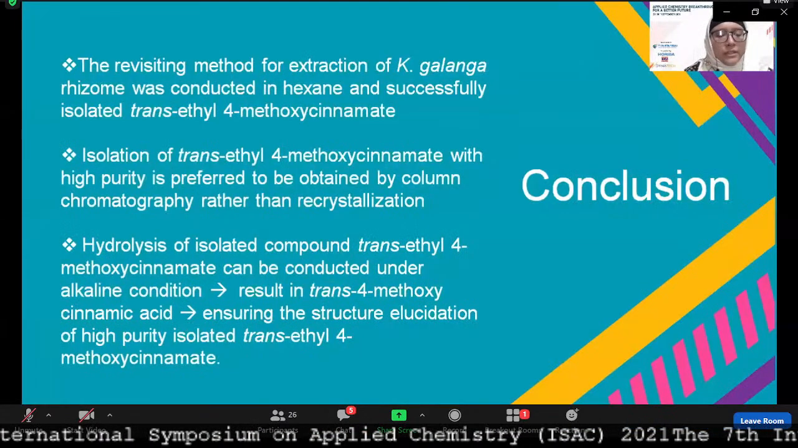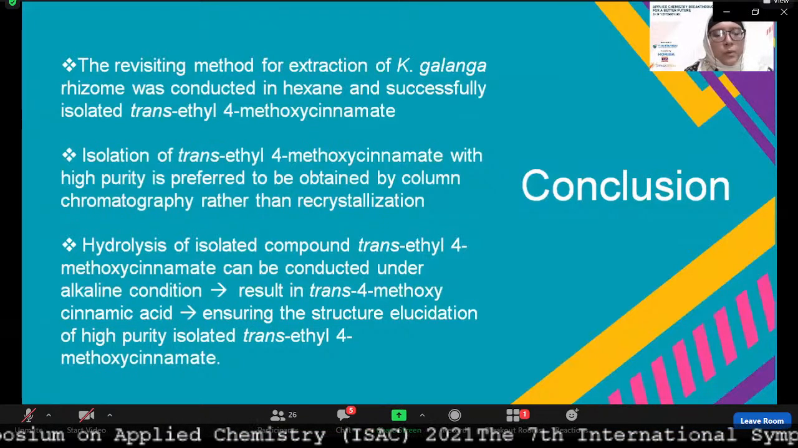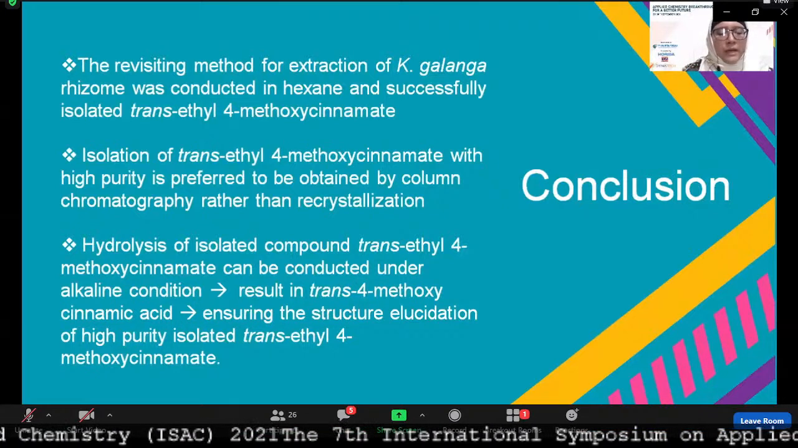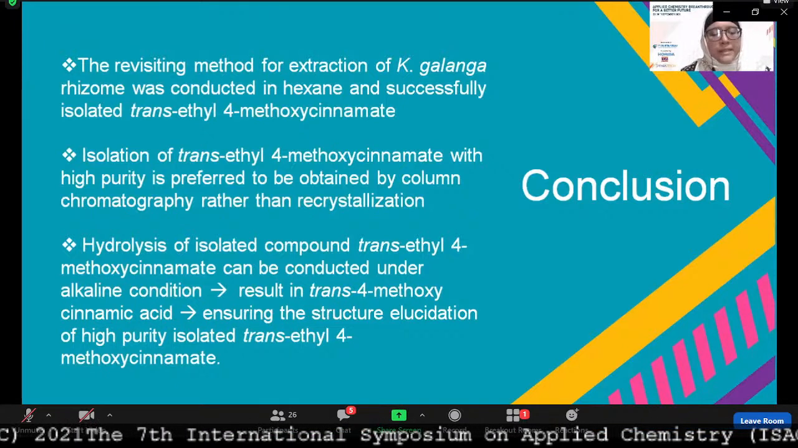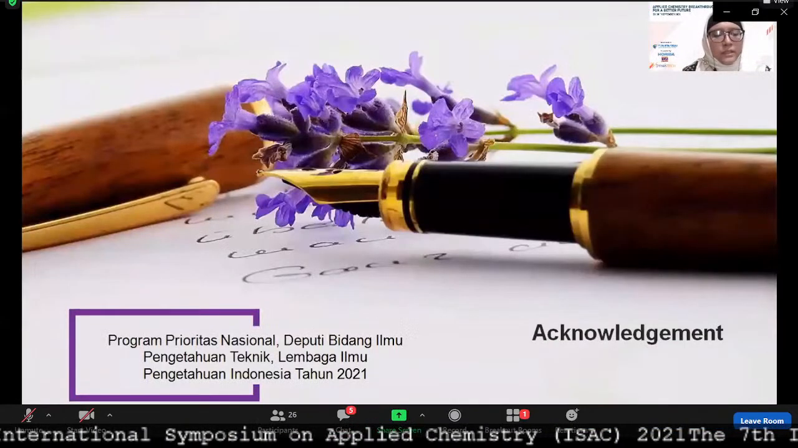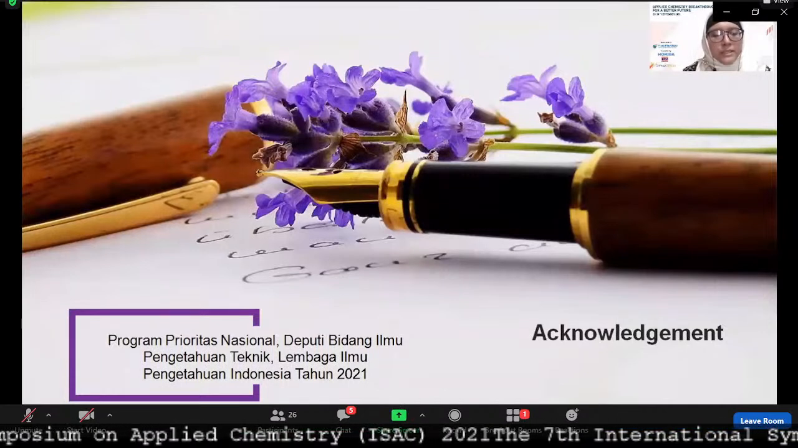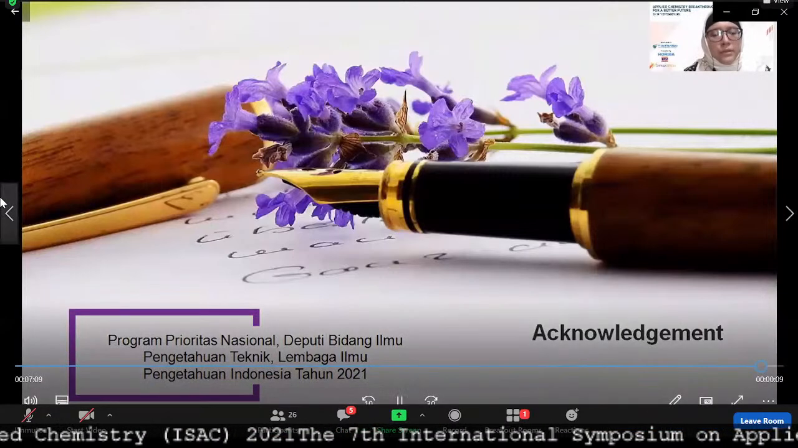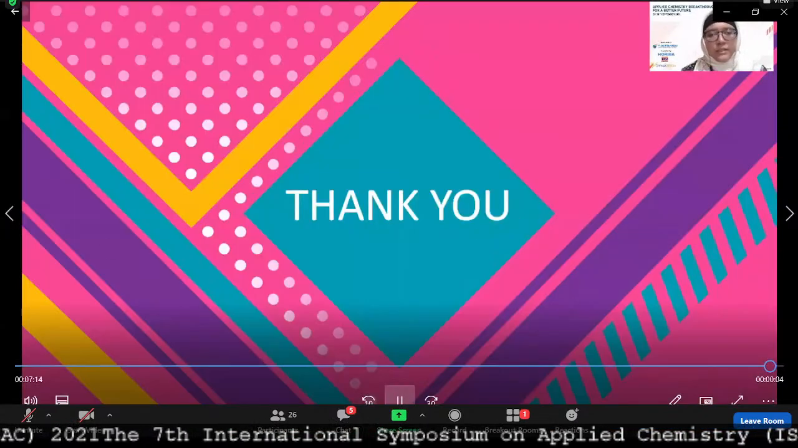In conclusion, the isolation of trans-ethyl 4-methoxycinnamate can be conducted by maceration with hexane at room temperature, which needs an intense recrystallization step, followed by hydrolysis of the isolated compound to trans-4-methoxycinnamic acid to complete the structural elucidation. The research was part of the Penelitian Program Prioritas Nasional, Deputi Bidang Ilmu Pengetahuan Teknik, Lembaga Ilmu Pengetahuan Indonesia, 2021. This is the end of my presentation. Thank you very much.